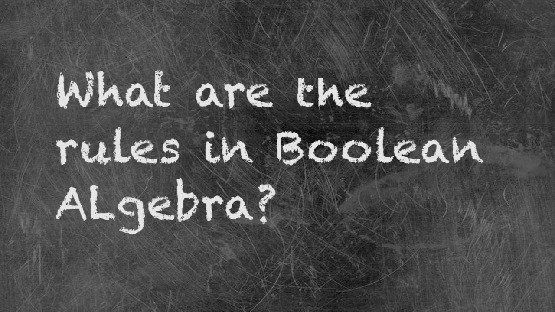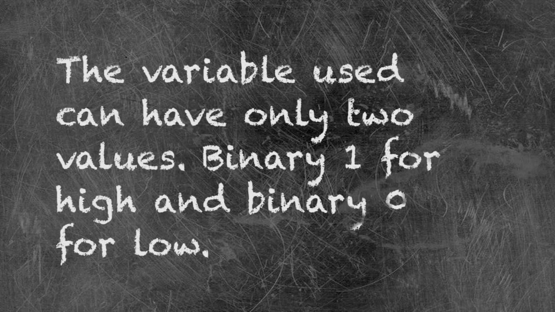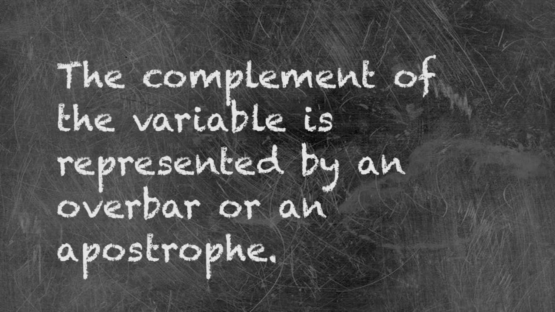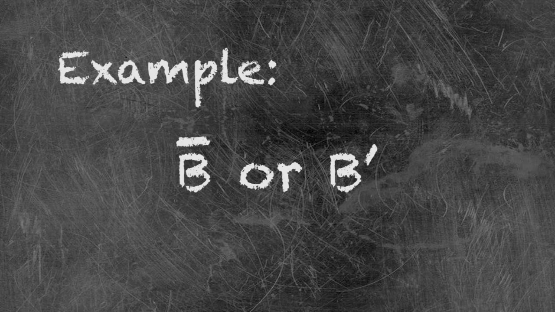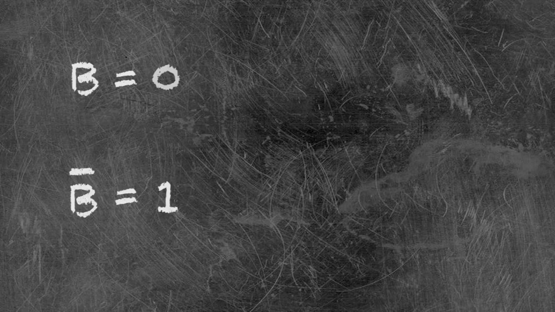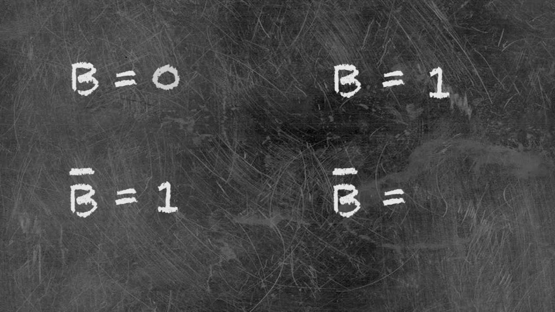Before we proceed to the problems, let us know what the rules in Boolean algebra are. The following are the important rules in Boolean algebra. The first one is that the variable used can have only two values: binary 1 for high and binary 0 for low. The second one is that the complement of a variable is represented by an overbar or an apostrophe. Thus, the complement of a variable B is represented as B with an overbar or B with an apostrophe. Thus, if B equals 0, then B complement equals 1, and if B equals 1, then B complement equals 0.